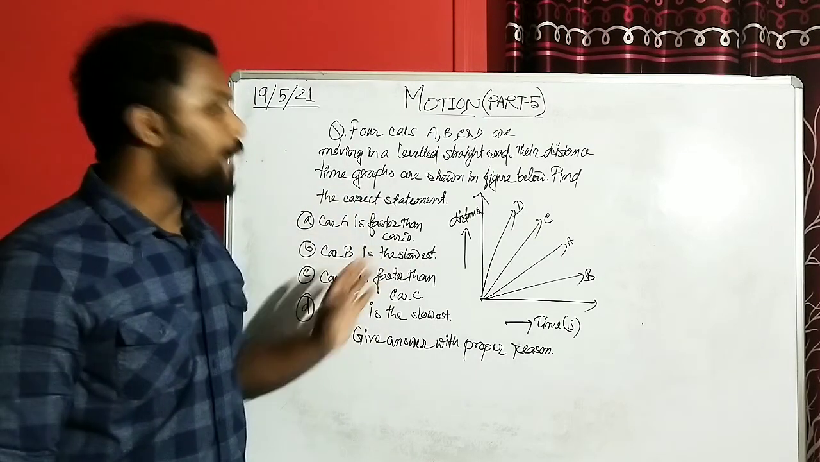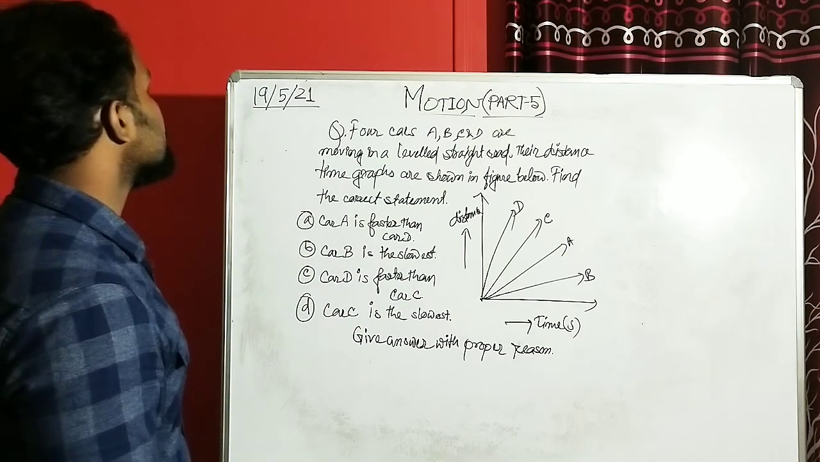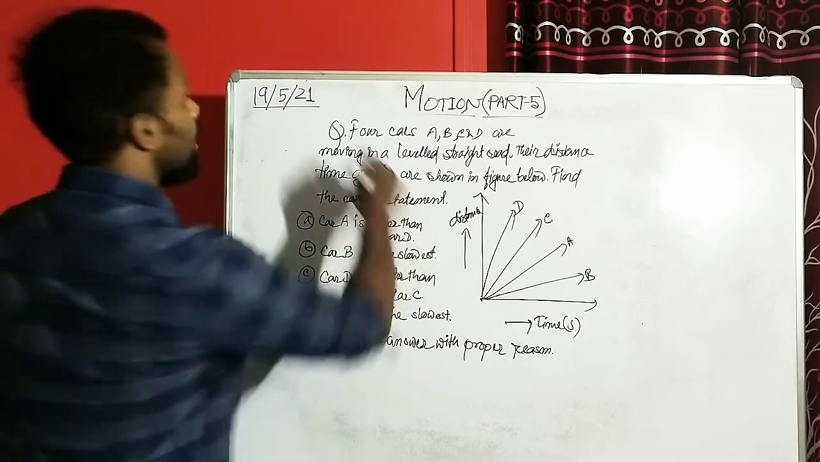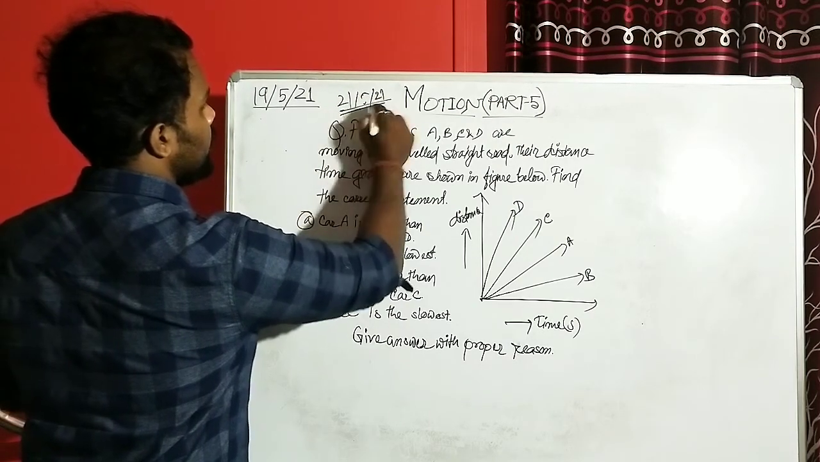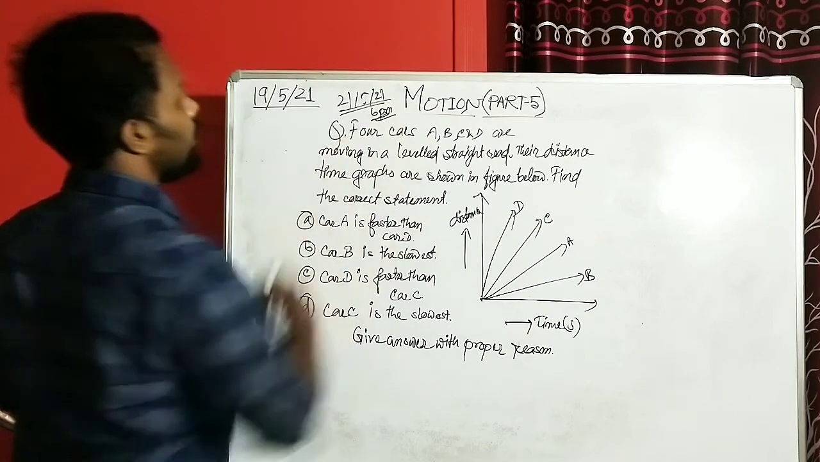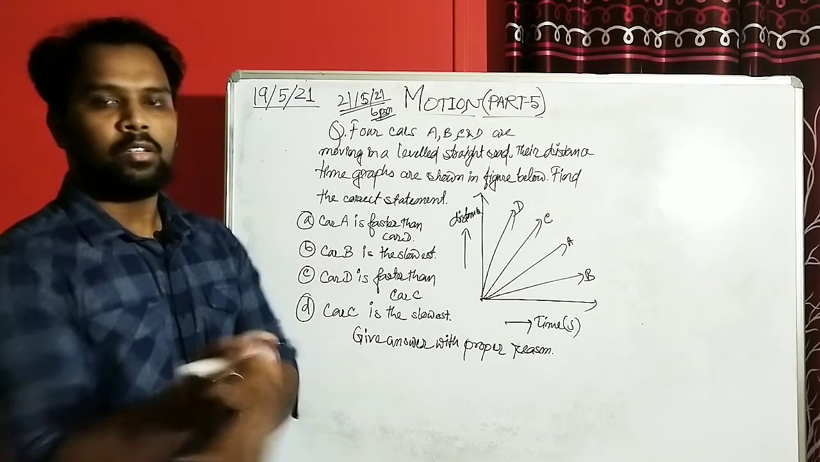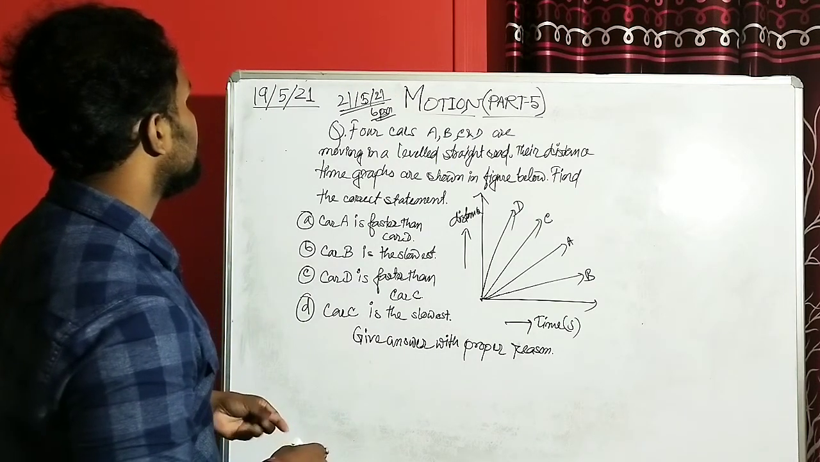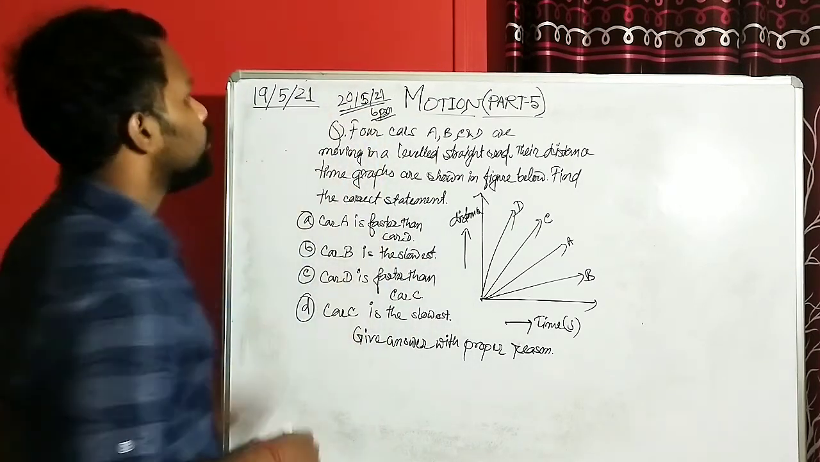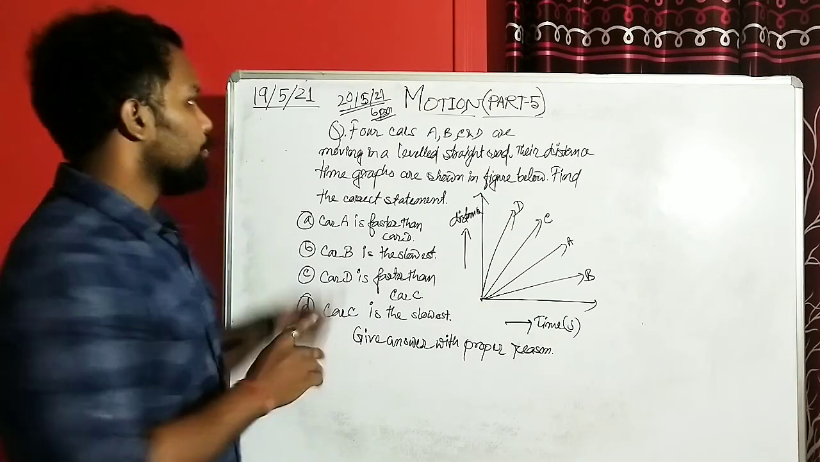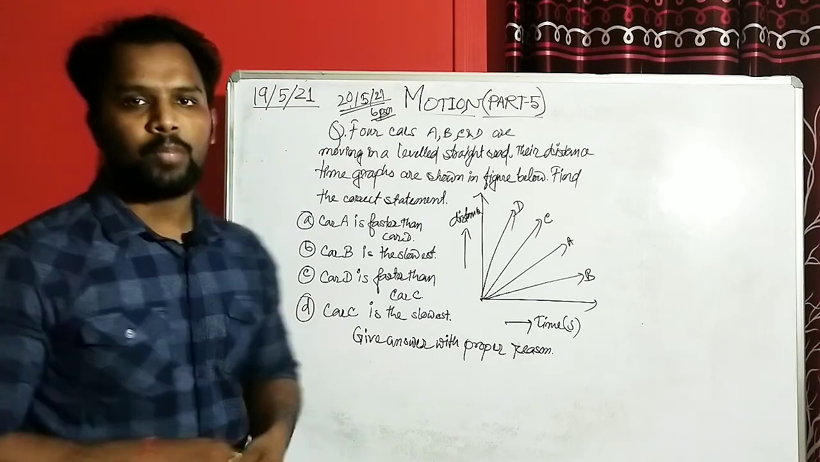Till then, you have the time. Today is 19th May, right? You have time of 2 days. That means on 21st... Sorry, not 21st, it will be 20th. Give me the answer before 6 p.m. on 20th May, okay.